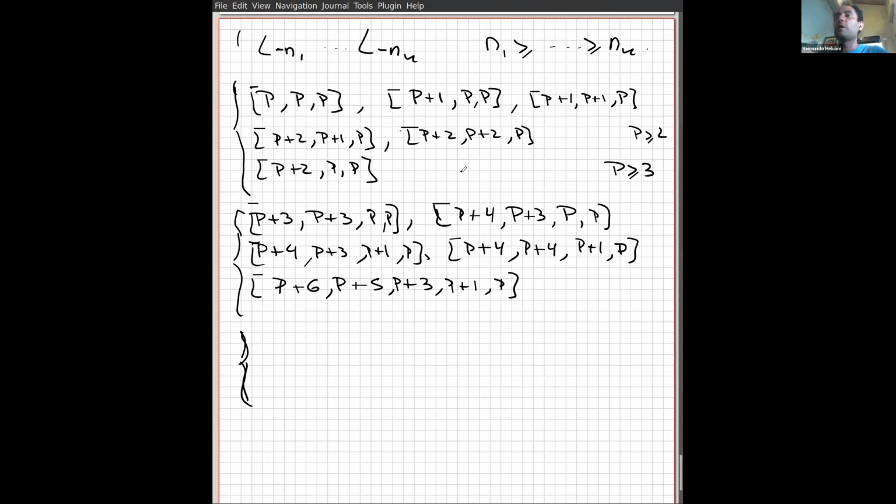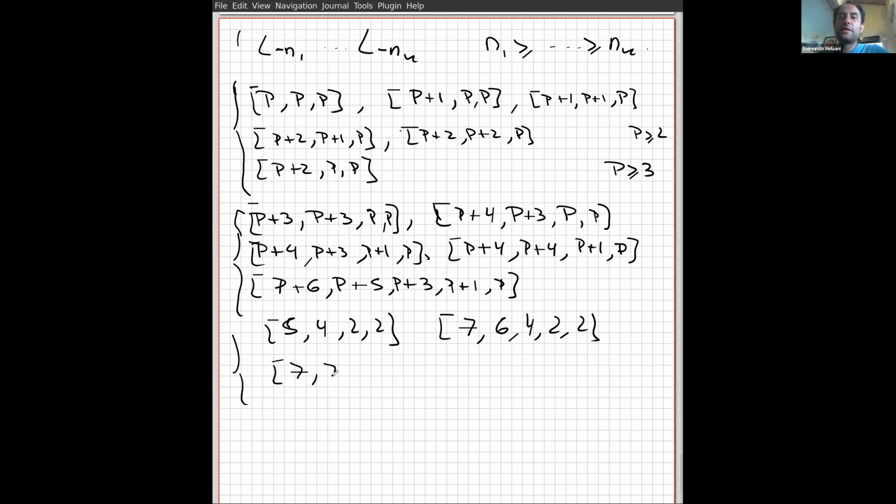So these are not going to be included in this, and they're honestly exceptional. So you find 5, 4, 2, 2, 7, 6, 4, 2, 2. You find 7, 7, 4, 2, 2, and you find 9, 8, 6, 4, 2, 2. That's a particular monomial that is there, and this stops. This stops at this degree, which is the sum of all of these guys. I don't know what it is, but it's of the order of 40. And then you don't see anything else.